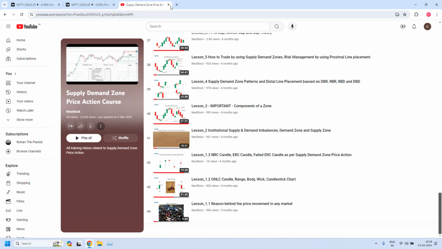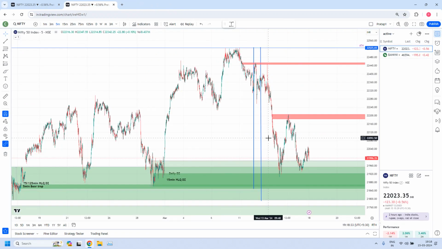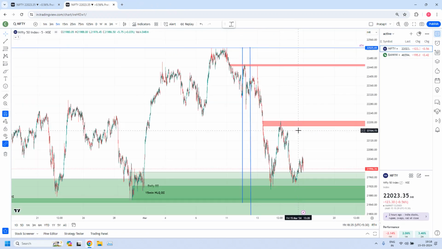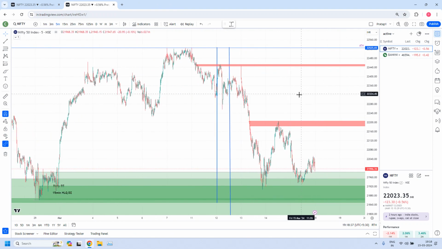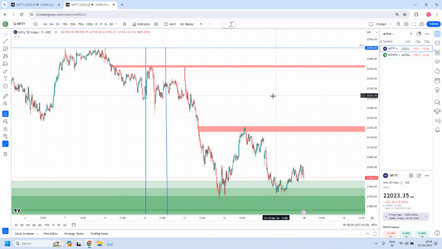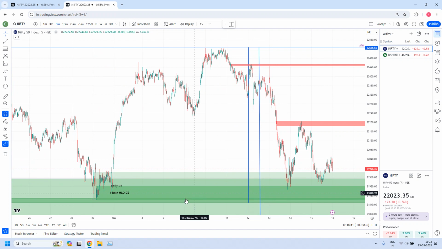Now let's get into the analysis discussion. And let us quickly evaluate Nifty and Bank Nifty. We have already drawn these charts currently. The 15 minutes high liquidity demand zone, which is there inside the daily demand zone, is activated.